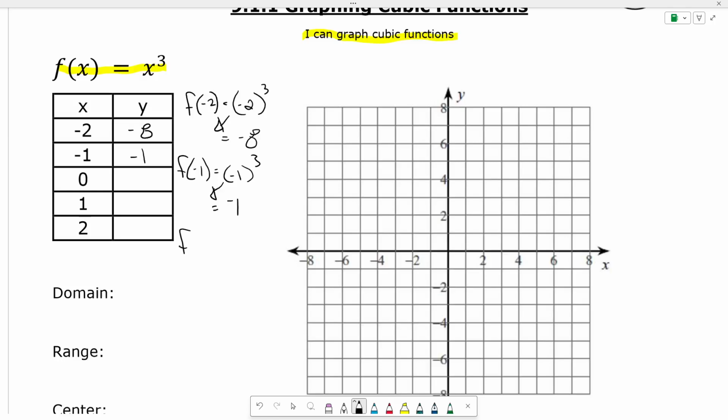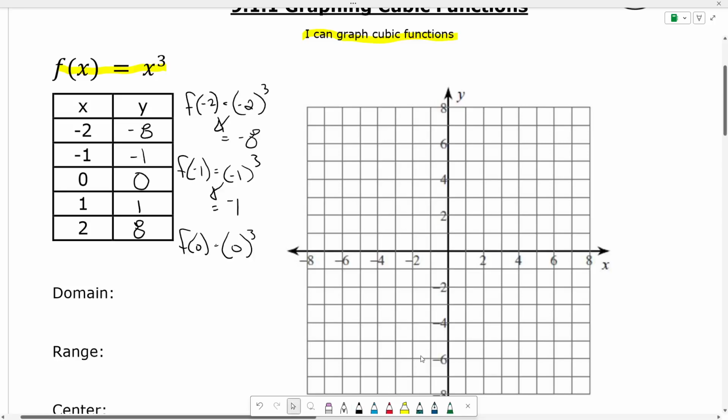I'm going to plug in f of 0, 0 to the third power. It doesn't matter how many times you multiply 0, I do believe it's still 0. 1 is still going to be 1, and 2 is going to be my 8. It's just going to have a positive 8. Oh, that's an ugly positive 8. Positive 8. There we go. Much better.